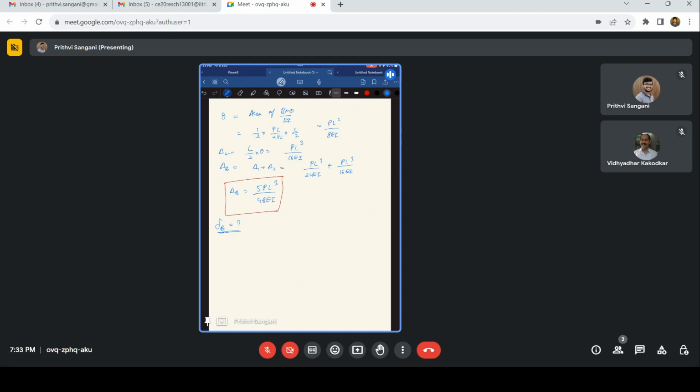Perfect. Okay, so this is how we try to formulate the matrix, right? So this is how we are trying to find out. Again, for example, I can use the same equation.